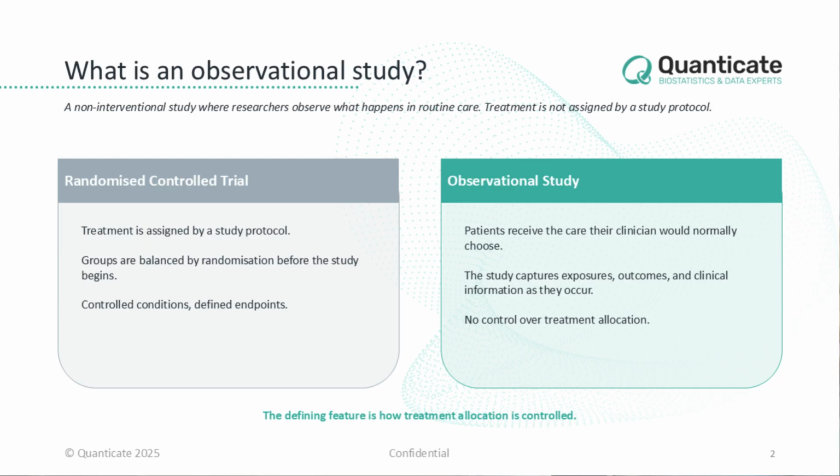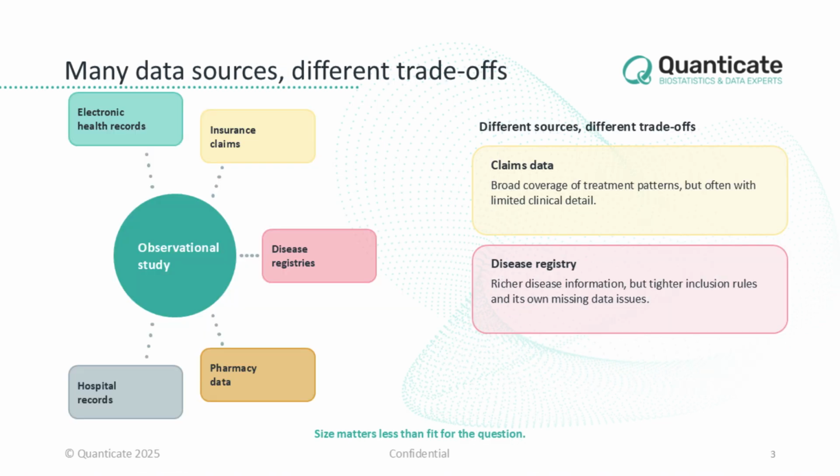An observational study is a non-interventional study where researchers observe what happens in routine care. Treatment is not assigned through a study protocol. Patients receive the care their clinician would normally choose, and the study captures exposures, outcomes, and relevant clinical information as they occur. The defining feature is not the data source.